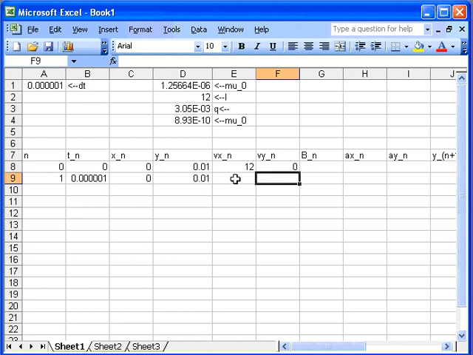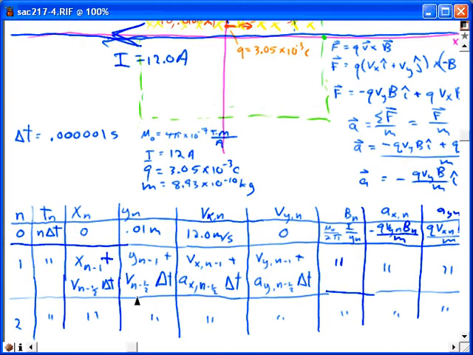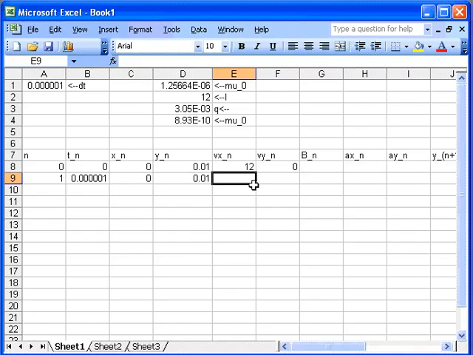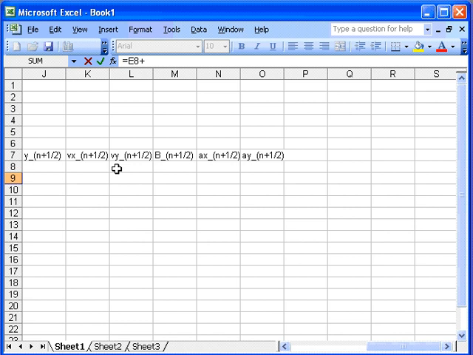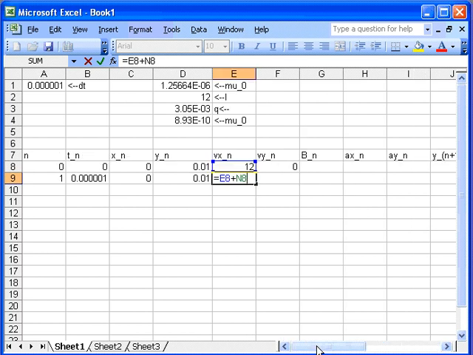Initial y is 0. And then this had to be equal to the velocity before it plus the acceleration at the half time interval. So it's equal to this plus the acceleration at the half-time interval, but in the line before it. And I'm working on the x, so it would be that. And then times the $A$1.